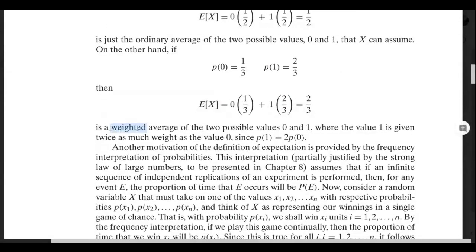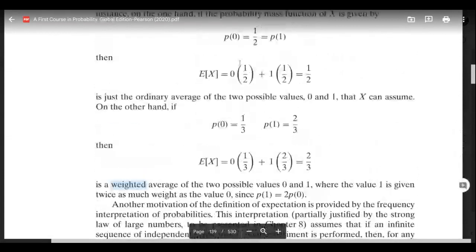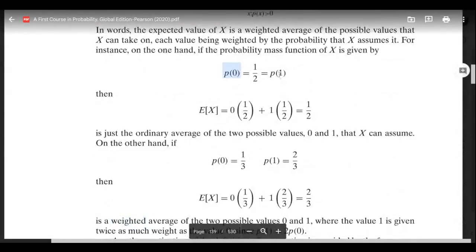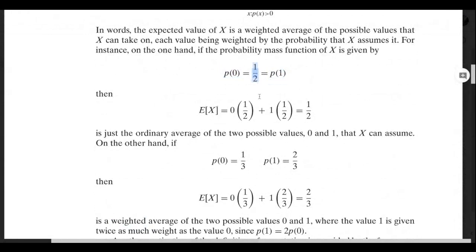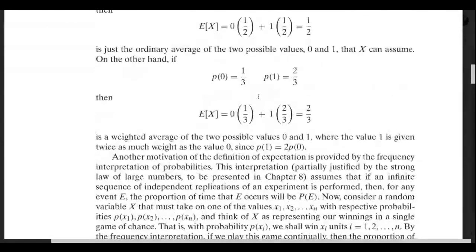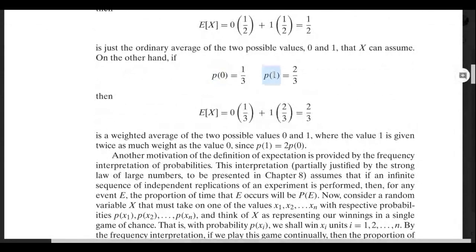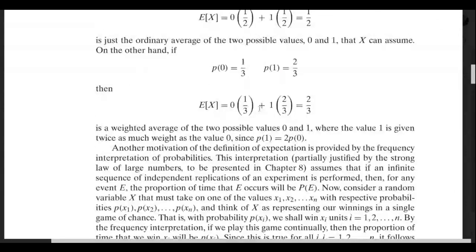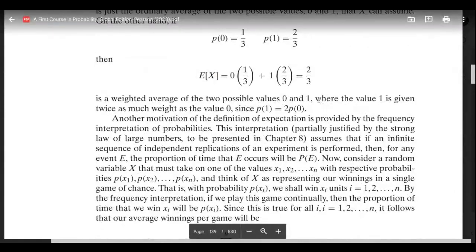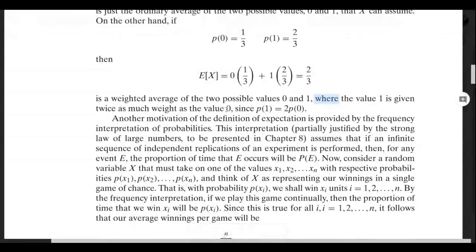So this is a weighted average of the two possible values, 0 and 1, but with different weights. Right? For the first one, getting 0 and getting 1 have the same weights, a 50% chance. But here, 0 is 1/3, 1 is 2/3. So the value 1 is given twice as much weight as the value 0. So the probability of 1 equals 2 times the probability of 0.